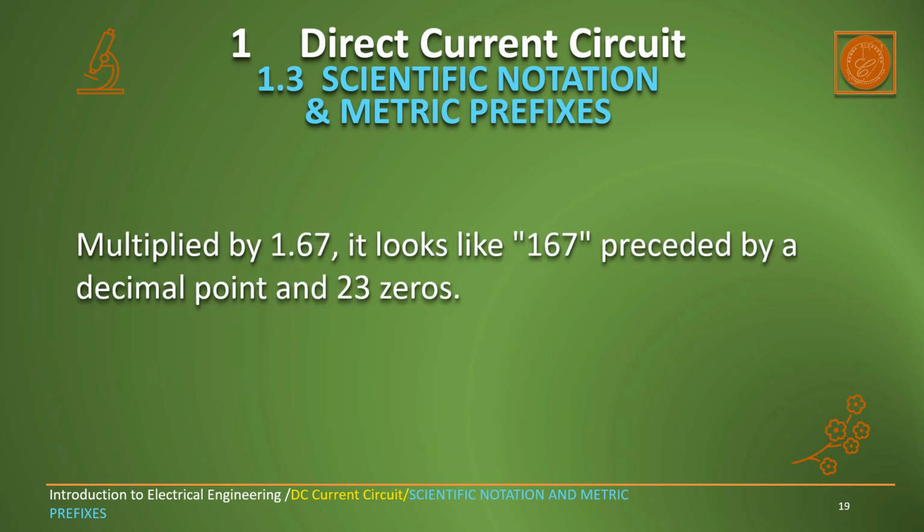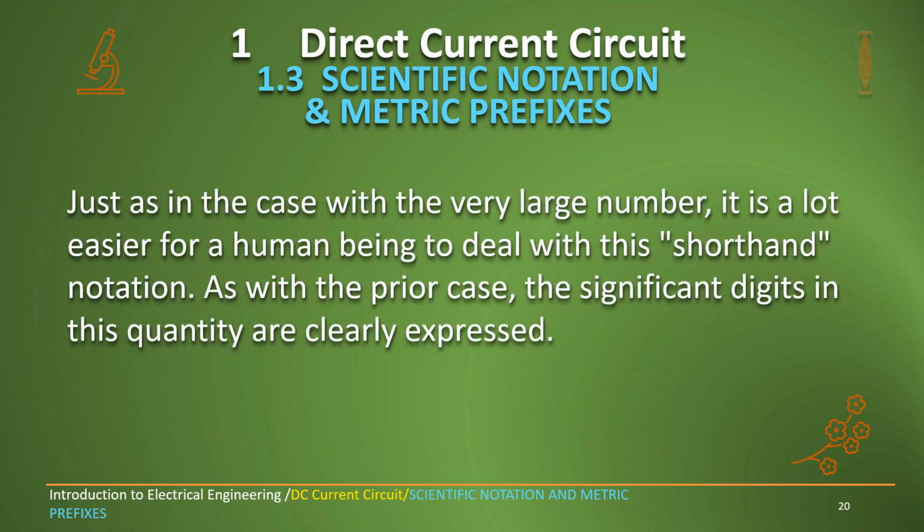Multiply it by 1.67. It looks like 167 preceded by a decimal point and 23 zeros. Just as in the case with the very large number, it is a lot easier for a human being to deal with this shorthand notation. As with the prior case, the significant digits in this quantity are clearly expressed.